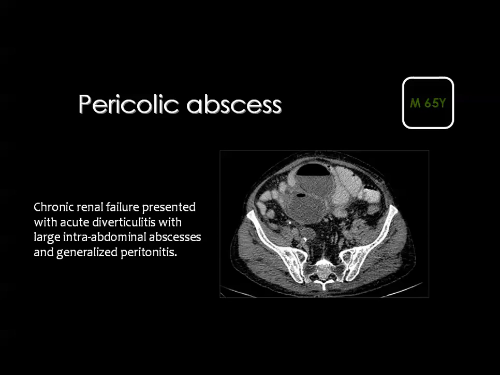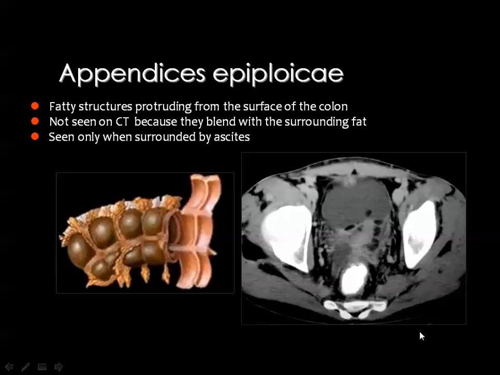Then commonly you see as a complication of diverticulitis a pericolic abscess rather than generalized peritonitis, and this is a bilocular abscess cavity with air-fluid level inside, and thickening and enhancement of the wall.